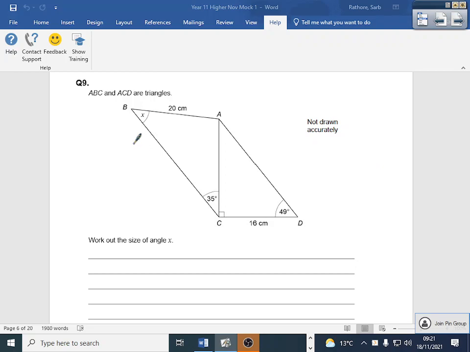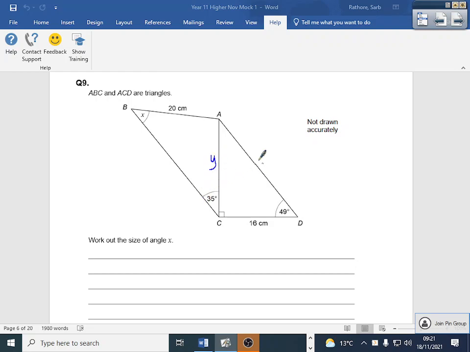Right, let's have a look at this question. How do we start it? We've got to find the value of x. So the first thing is we've been given this right angle here. Now there's a reason why they give you that right angle, because they want you to work out this side. Let's call this side y.